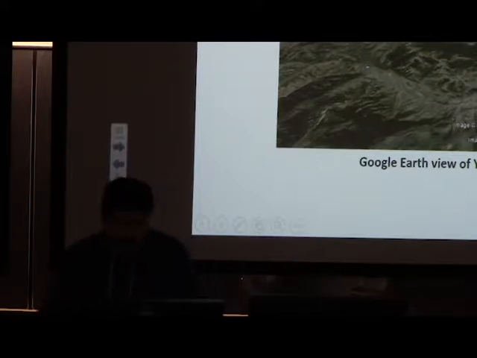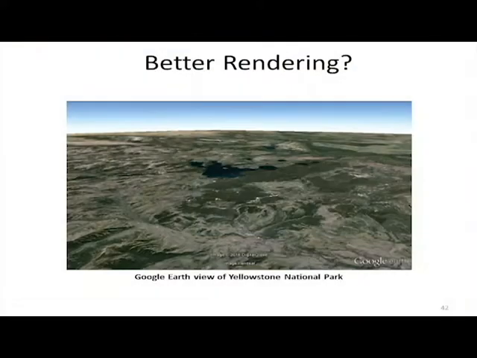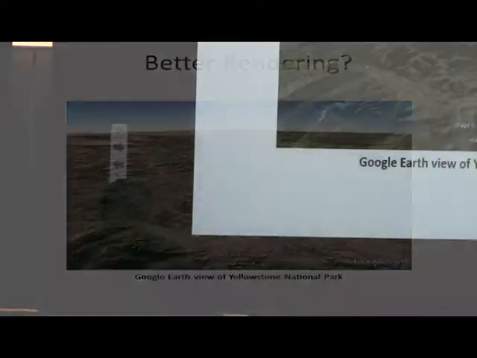So another problem with the current digital Earth systems, including Google Earth, is rendering. As a computer graphics expert, I don't like this kind of rendering. This is a view of Yellowstone National Park. Mountains, valleys, and lakes are not that apparent and not vivid there.